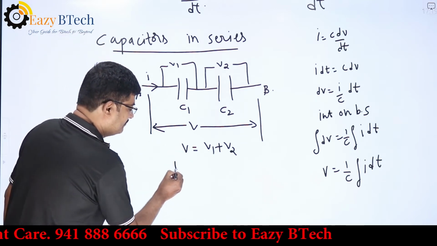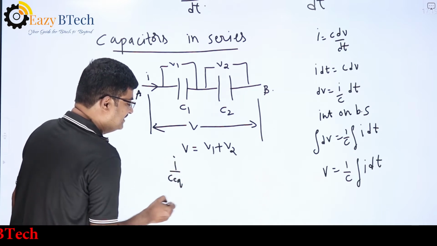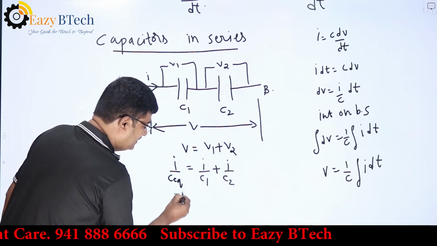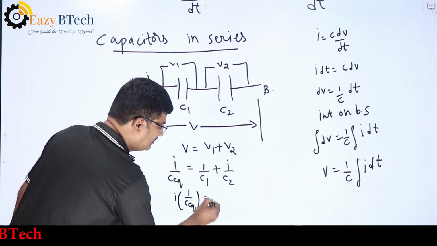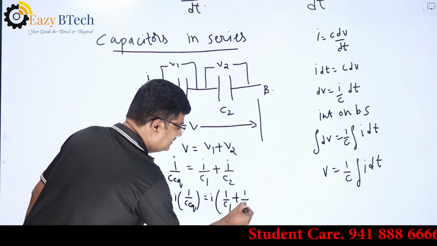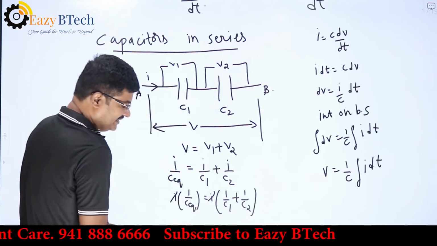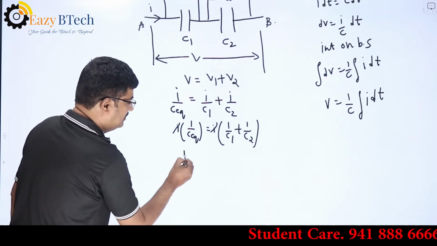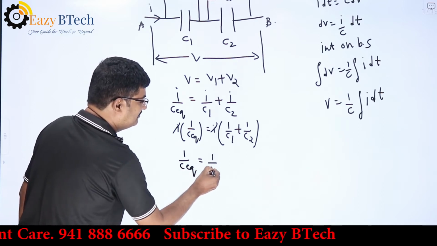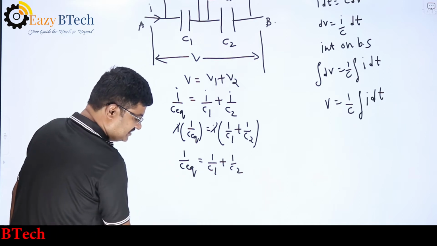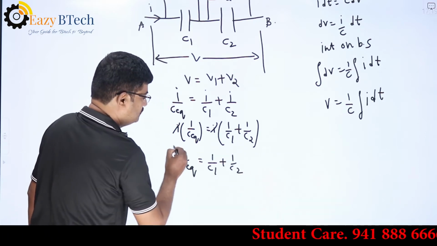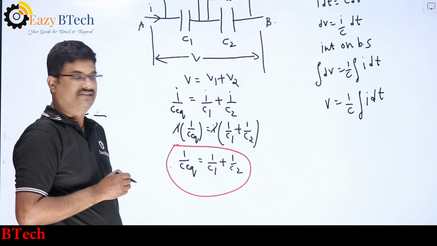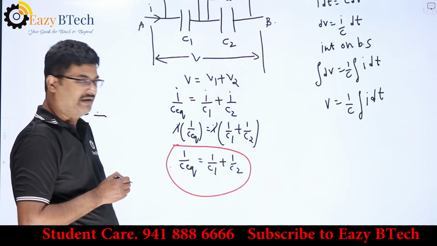So in this case I can write I by C equivalent is equal to I by C1 plus I by C2, which is I into 1 by C equivalent is equal to I into 1 by C1 plus 1 by C2. Here I will cancel the I, so simply the equation will be 1 by C equivalent is equal to 1 by C1 plus 1 by C2. This is the equivalent capacitance when two capacitors are connected in series.